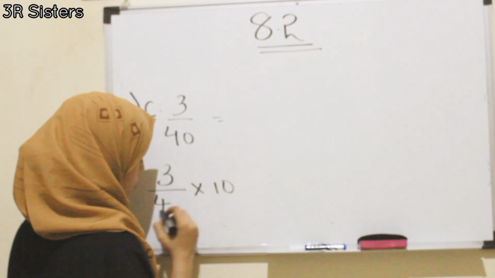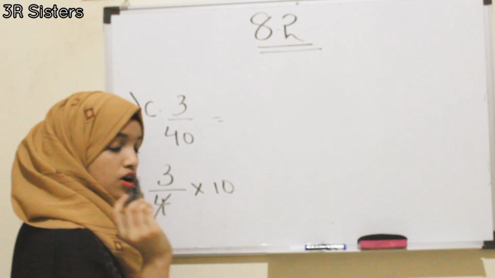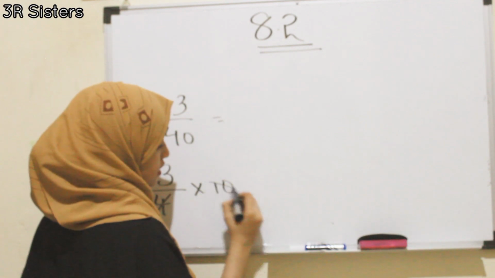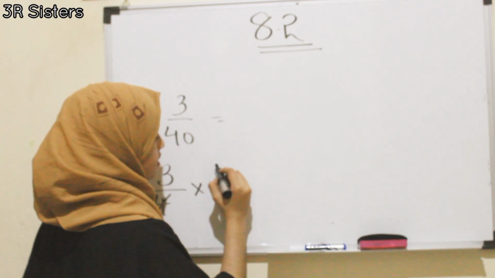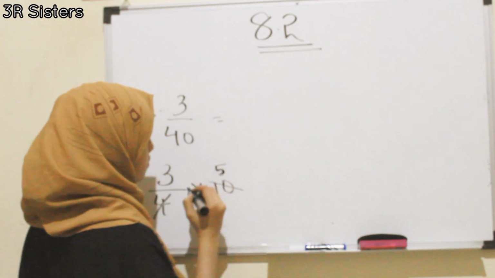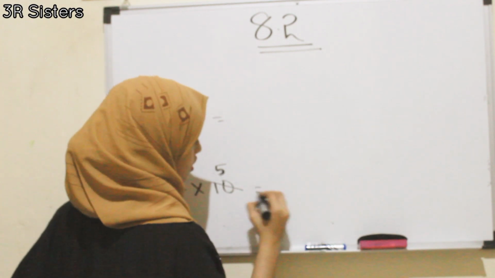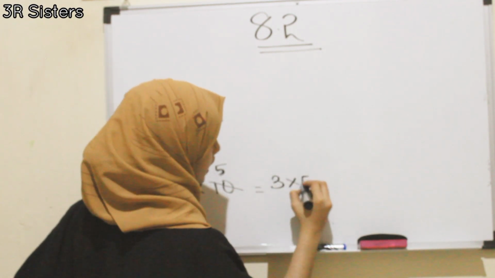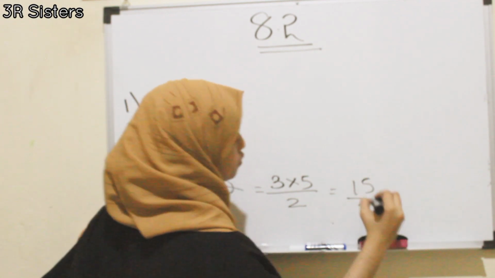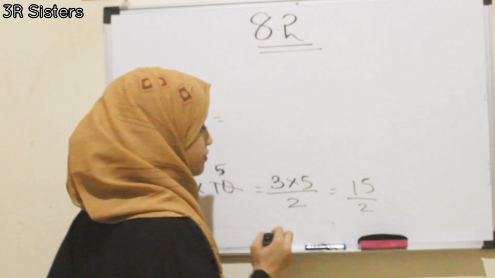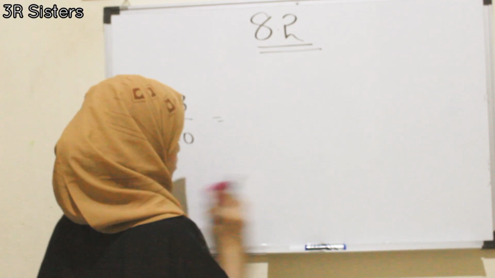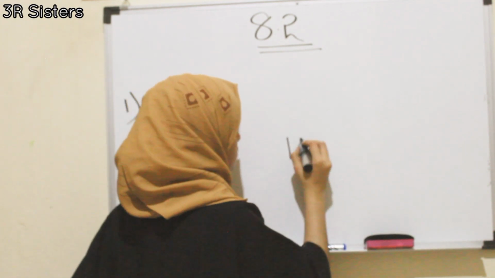So now what we'll do, we'll cut this: 2 2s are 4, so we'll write here 2, and 5 2s are 10, so we'll write here 5, and the 3 remaining. So 3 into 5 by 2 is equal to 15 by 2. Now we have to divide this 15 by 2 and see what comes.